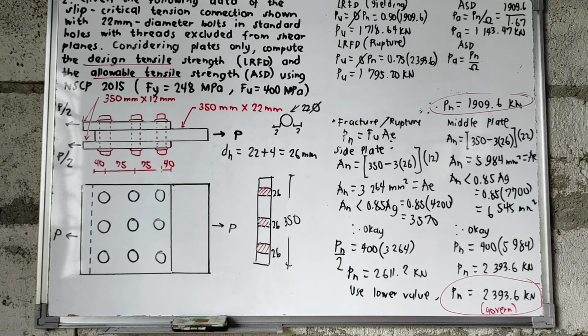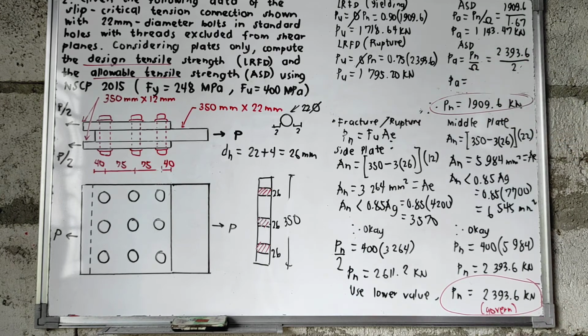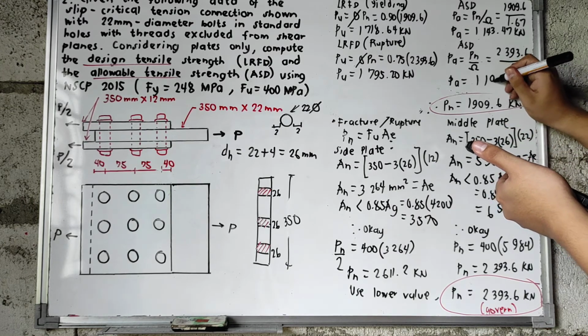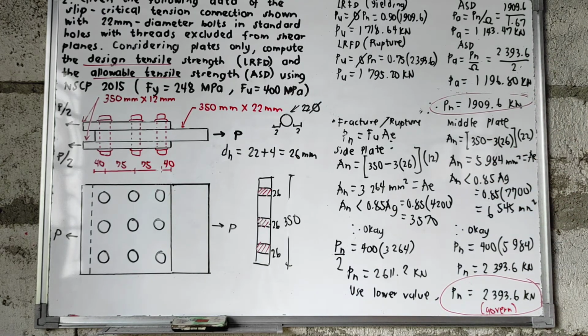Using naman sa ASD natin, so we have yung allowable natin, yung P sub N natin, i-divide natin yan by a factor of safety. So yung P sub N natin dito, that is equal to 2,393.6. Yung safety factor naman natin under rupture, that is equal to 2. So the value of your allowable tensile strength, that is equal to 1,196.80 kilonewton.